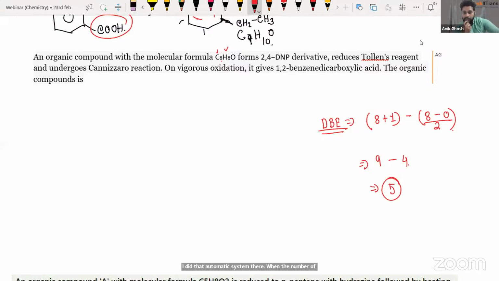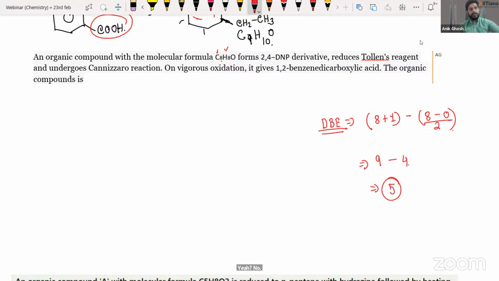So what is C in DBE? C is the number of carbons. It's like C A H B N C O T, so the number of nitrogens also matters. Is that clear? Okay, so guys, the value is coming as 5.